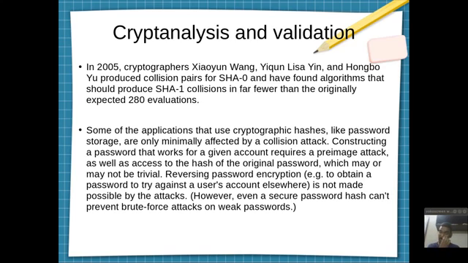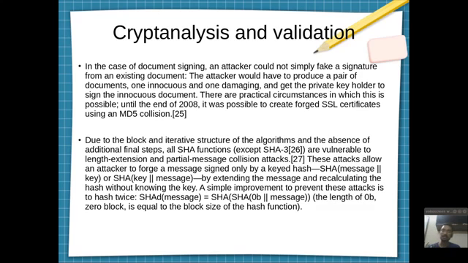Some of the applications that use cryptographic hashes, like password storage, are only minimally affected by the collision. Constructing a password that works for a given account requires a pre-image attack as well as access to the hash of the original password, which may not be trivial. So reversing password encryption to obtain a password to try against a user's account is not made possible by the attack. However, even a secure password hash can't prevent brute force. In the case of document signing, an attacker could not simply fake a signature. If there are two PDF documents, the attacker would have to produce a pair of documents, one innocuous and one damaging, and get the private key holder to sign the innocuous document. There are practical circumstances in which there is a possibility of doing this.